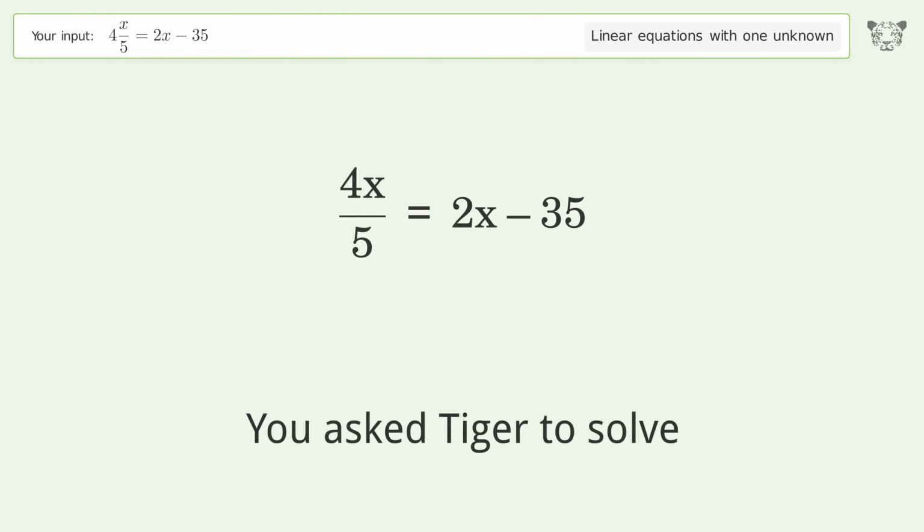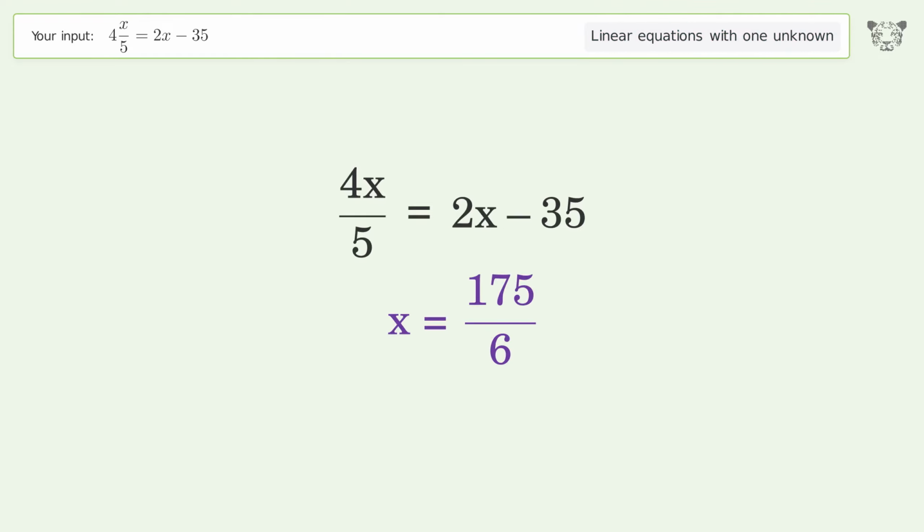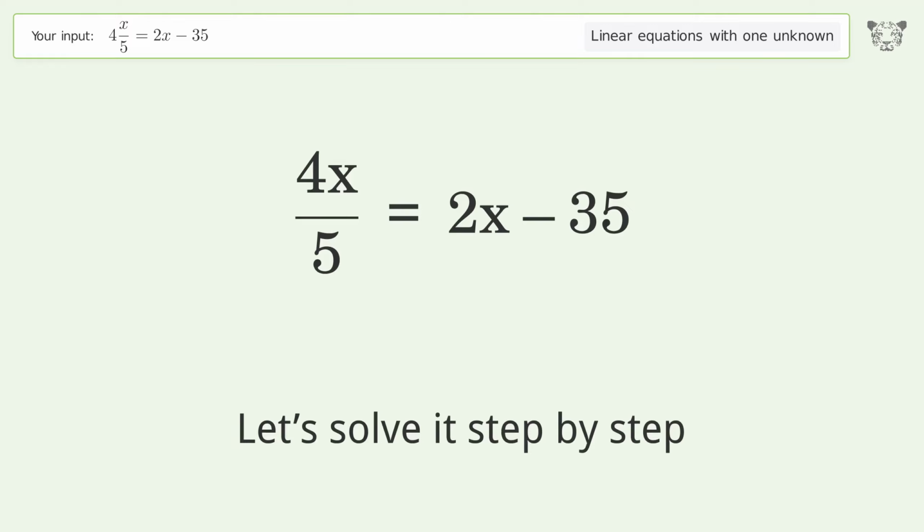You ask Tiger to solve. This deals with linear equations with one unknown. The final result is x equals 175/6. Let's solve it step by step.